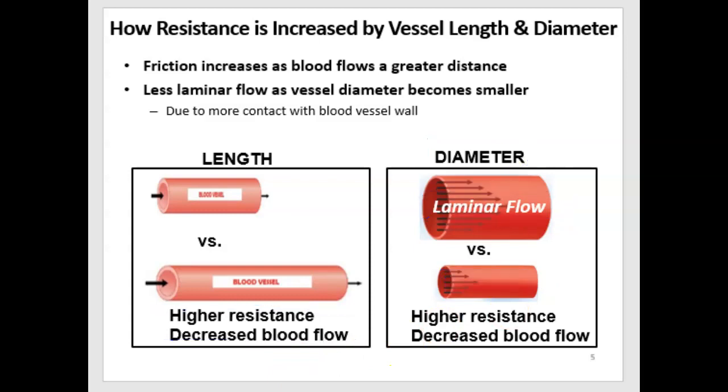So in summary, as length increases, so does resistance, and so you get a decrease in blood flow. And as diameter decreases, resistance increases. You'll get a higher resistance, and therefore you'll get decreased blood flow.